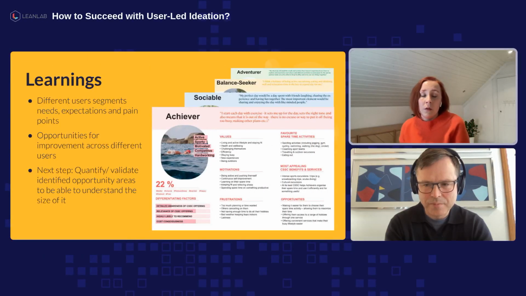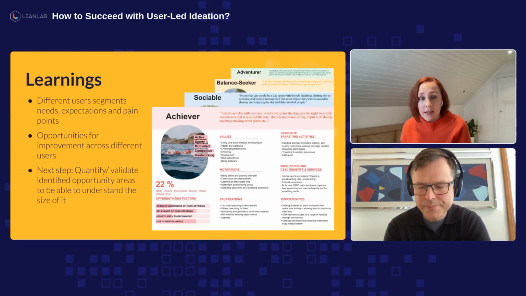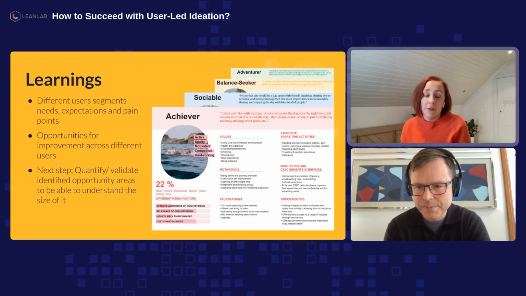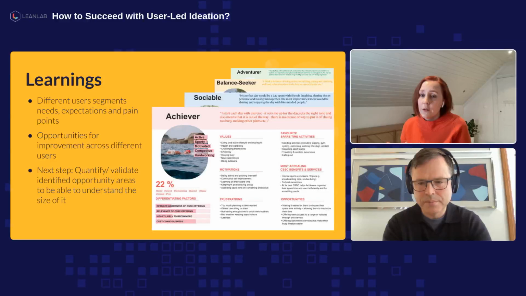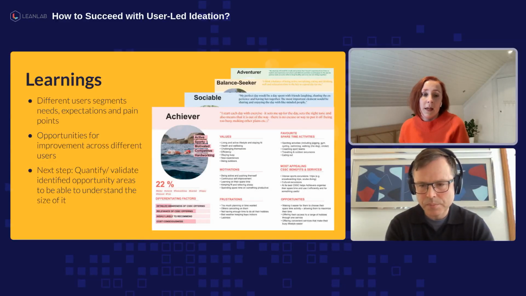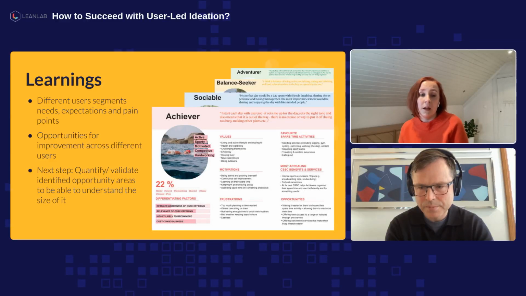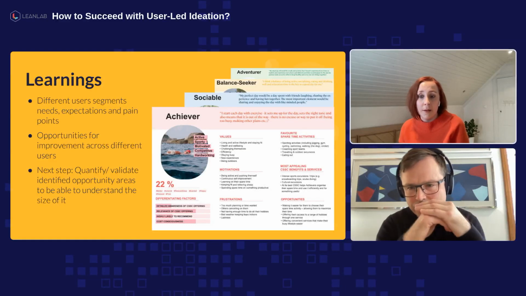An online qualitative diary study like this will really help you start mapping the needs, expectations, and pain points, and also start understanding what the opportunities then are across the different user segments. And one really good way to start mapping that out together with your team is building those detailed user profiles to really start understanding the differences between the user segments in detail. And in terms of a next step, it's then good to start thinking about how do we quantify or validate the identified opportunity areas to better understand the potential of them.